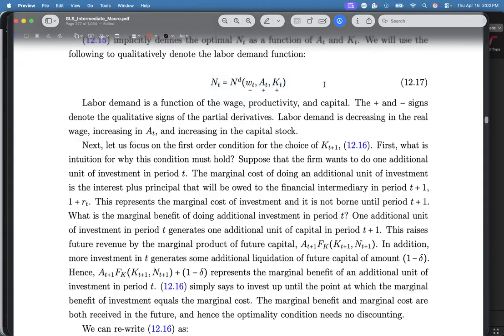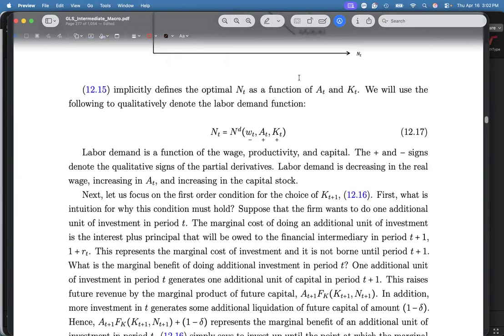And one of the useful things of this 12.17 is it teaches you why labor demand looks the way it does, number one. And second, what the expected signs will be, assuming you have a marginal product of labor which is downward sloping.